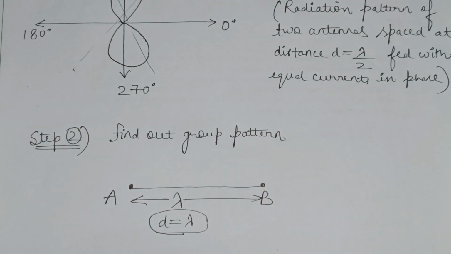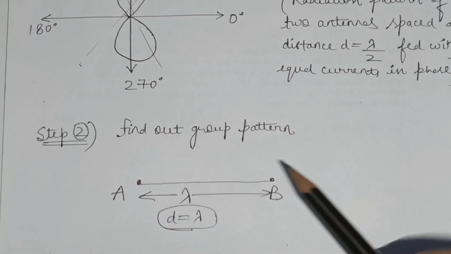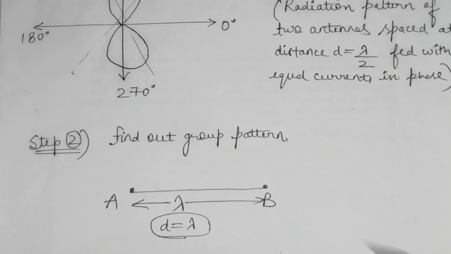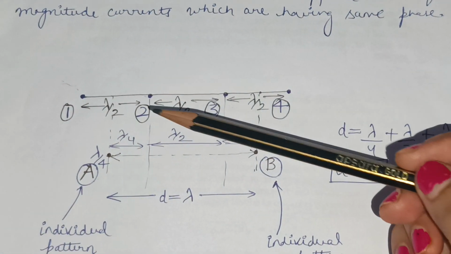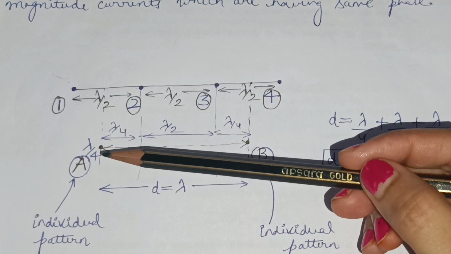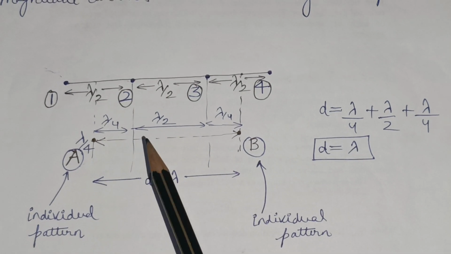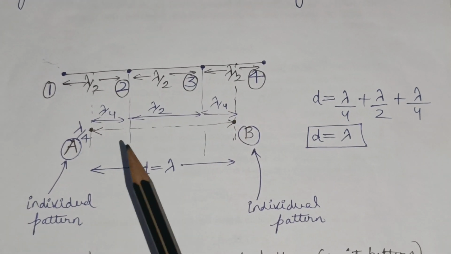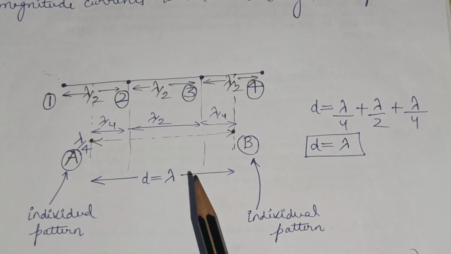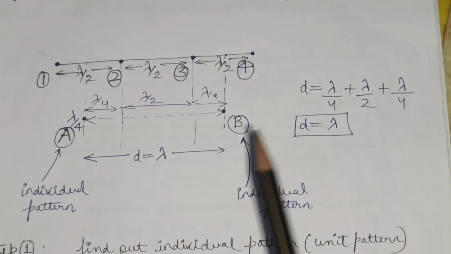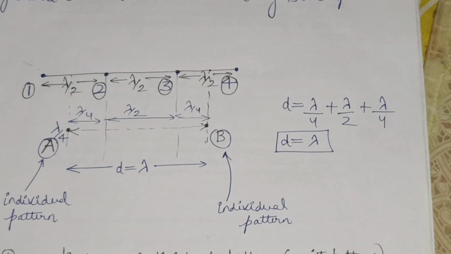Now step number 2. For pattern multiplication, we also need to find our group pattern. So A and B have a distance of lambda. You can again see this figure. If we take the mid section of this point, this will be at lambda by 4, and this will again be at lambda by 4, and if we calculate the distance, it will be lambda by 2 plus lambda by 2. So A and B are separated at a distance d is equal to lambda. So again you have to repeat the same process, but now you have to put d is equal to lambda.